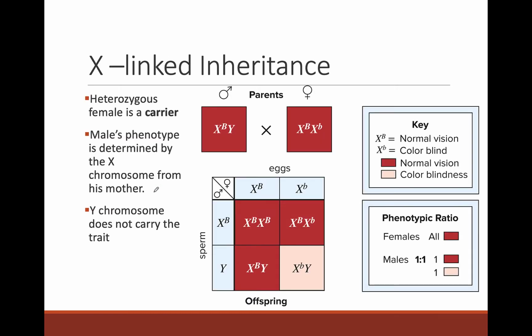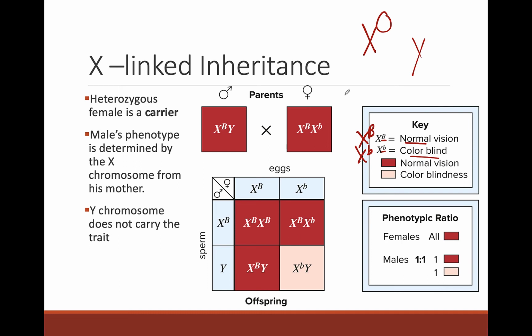Let's look at an example of X-linked inheritance for a recessive X-linked trait in humans: colorblindness. Since the gene for colorblindness is linked to the X chromosome, it is written with a superscript on the letter when we write the genotype. Capital B is dominant, and this represents normal vision. Lowercase b is recessive, and this represents colorblindness. Notice that the Y chromosome does not have a B gene attached to it. This gene is only present on the X chromosome.